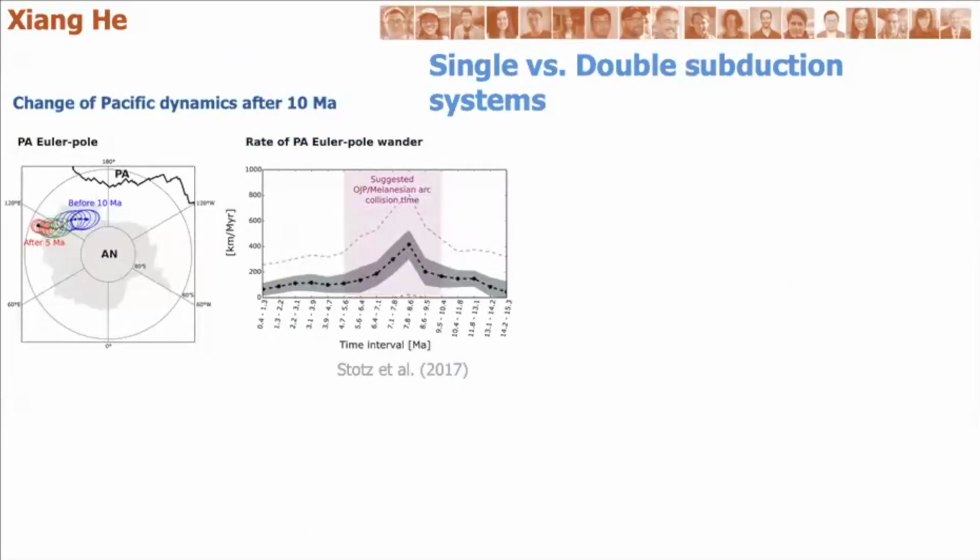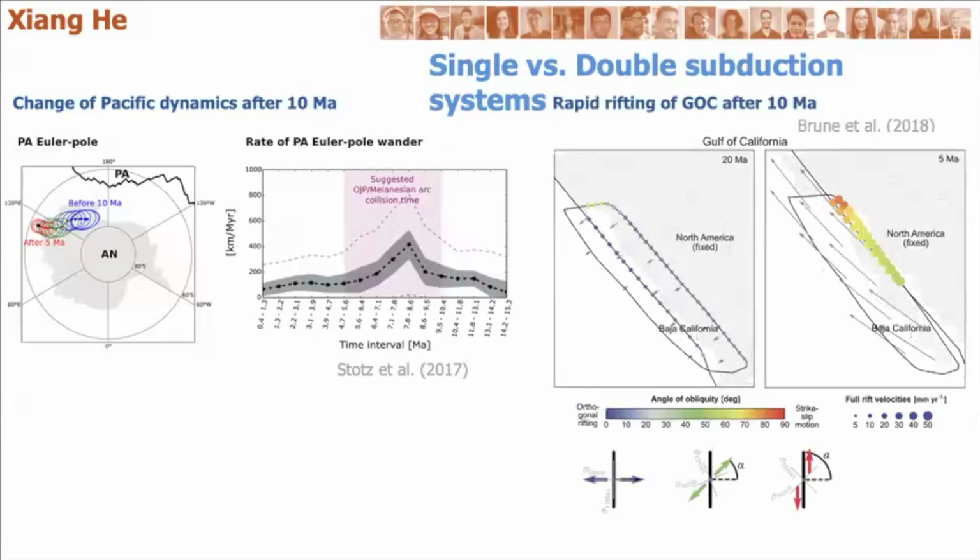Another thing is the faster rifting of the Gulf of California just after 10 million years. Here the color blue is orthogonal rifting, and the size of the circles means the amplitude of how strong the rifting is. You can see those small dots, blue, orthogonal, very weak rifting, but after 10 million years, around 5 million years, there is very strong strike slip motion with very large magnitude. So they happen just around 10 million years, but we don't know what drives this.